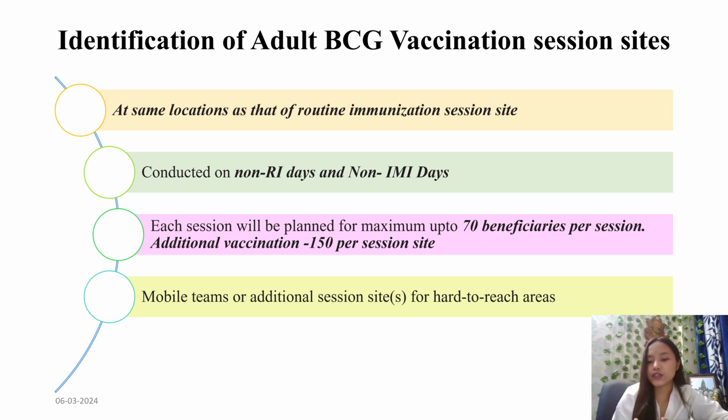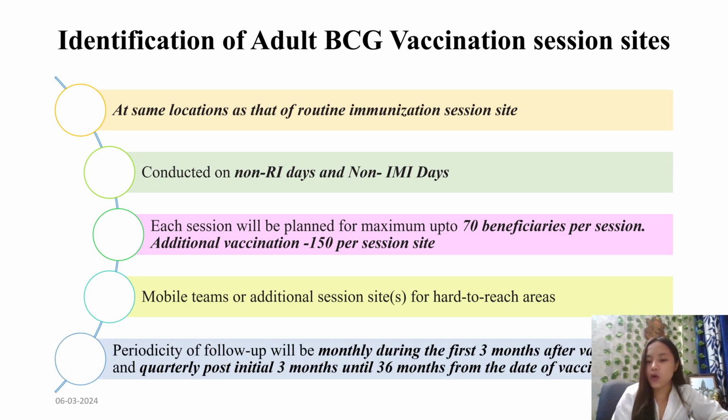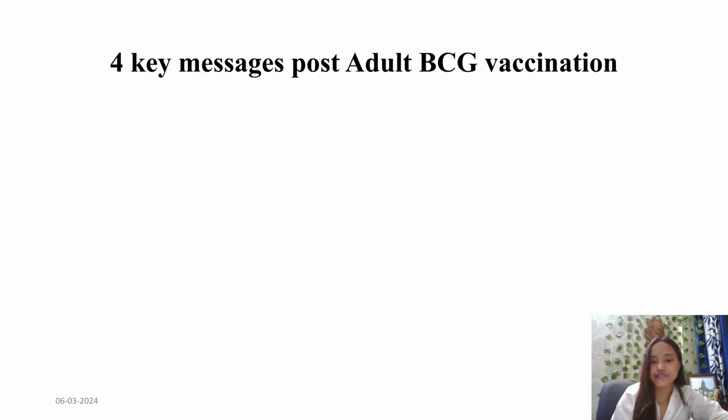And mobile teams or additional session sites will be made for hard to reach areas or unserved or underserved areas. And the periodicity of follow-up will be monthly during the first 3 months after vaccination and quarterly post the initial 3 months until 36 months from the date of vaccination.